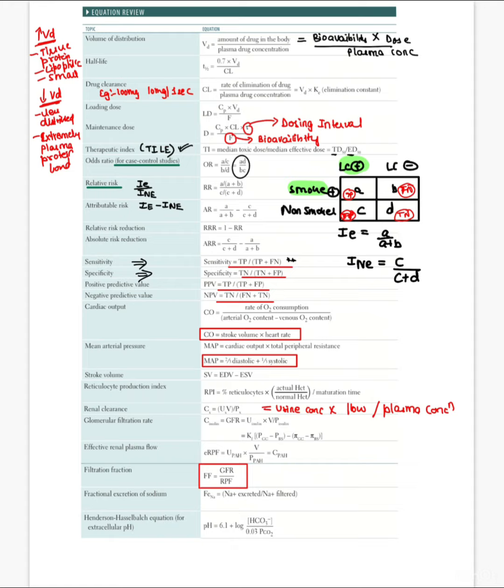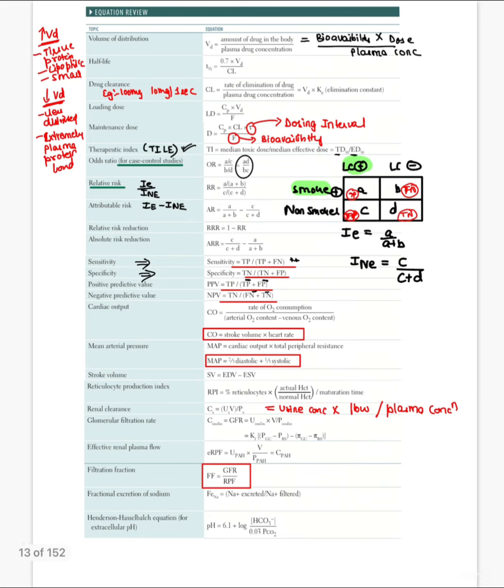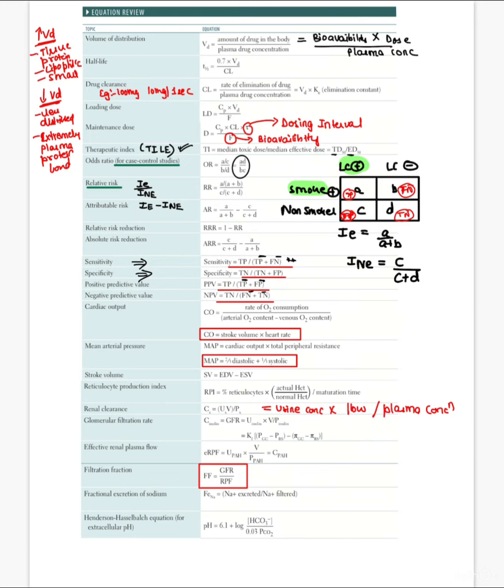Okay, so you see both the positives come here, guys, here both the negatives come, but if you see sensitivity and specificity, one is positive, one is negative, guys. Okay, then cardiac output is equal to heart rate into stroke volume. Then mean arterial pressure is equal to 2/3 of diastolic plus 1/3 of systolic. This may be asked to calculate, guys.